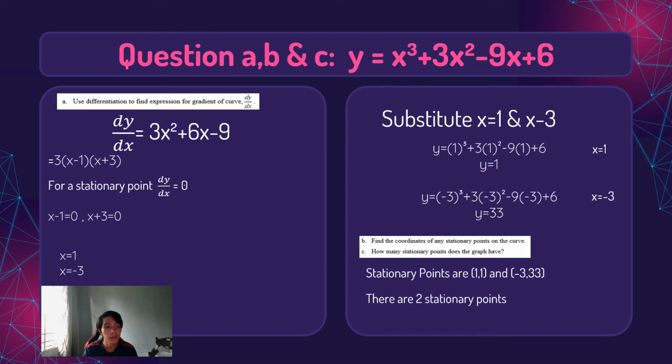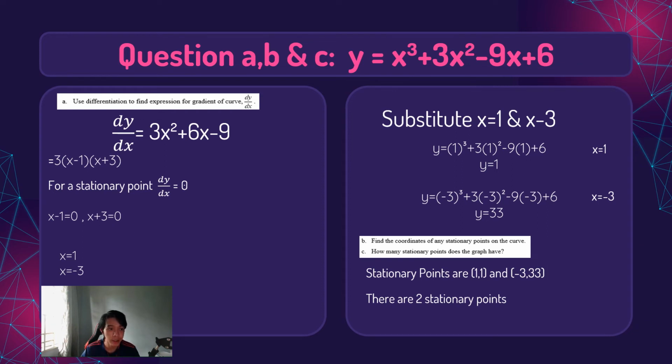Now we have the equation as y equals x cubed plus 3x squared minus 9x plus 6. If we differentiate it, we will get 3x squared plus 6x minus 9. If you're familiar, you recognize this as a quadratic equation. So we need to factorize it, and we will get 3 parentheses x minus 1 and parentheses x plus 3.